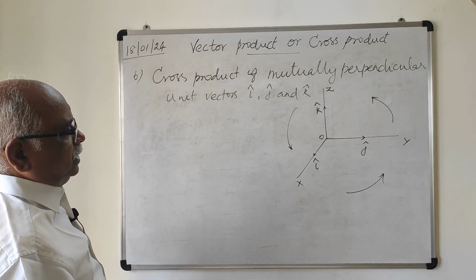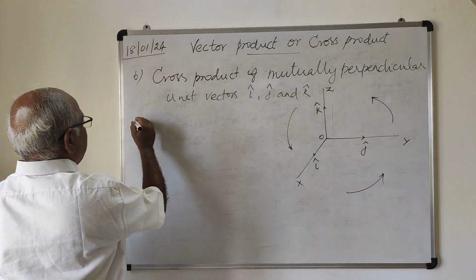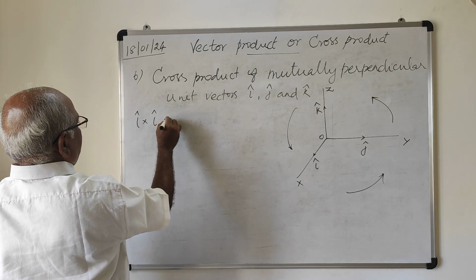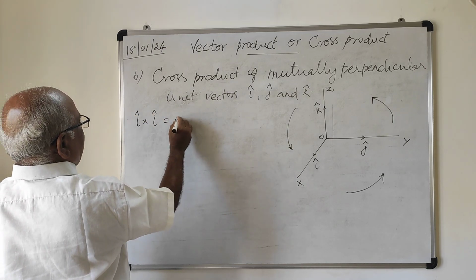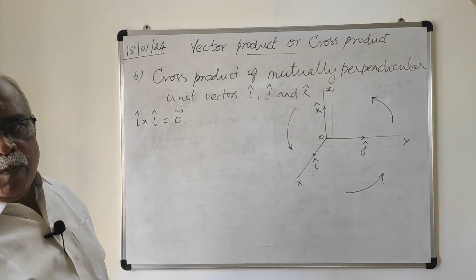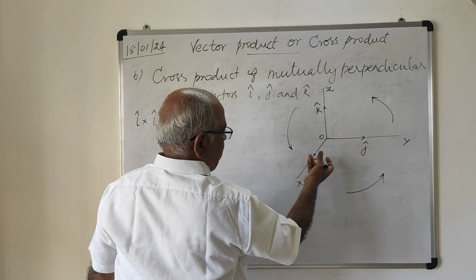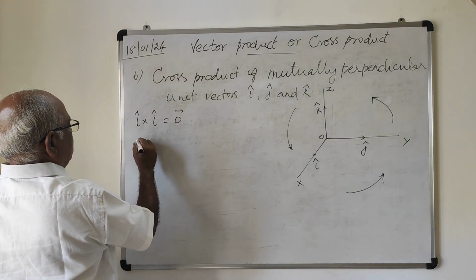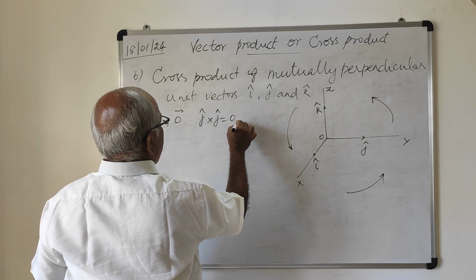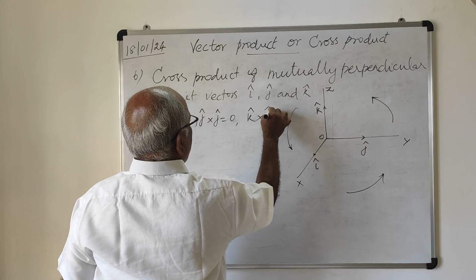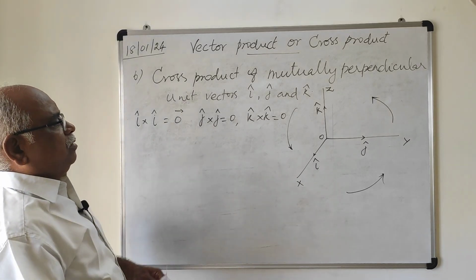So you know this cross product of mutually perpendicular unit vectors. First, i cross i. I just told you, the same vector cross is the 0 vector. A cross A is 0 because theta is 0. There is no angle between the same vector. Theta is 0, therefore i cross i is 0. Similarly, j cross j is equal to 0 and k cross k is also 0.